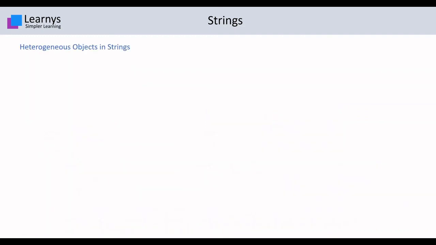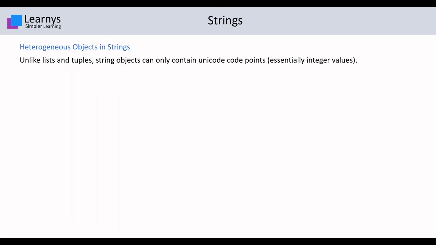Heterogeneous objects in strings. Unlike lists and tuples, string objects can only contain Unicode code points. This means it can have alphabets, integer values, and special characters with spaces also.